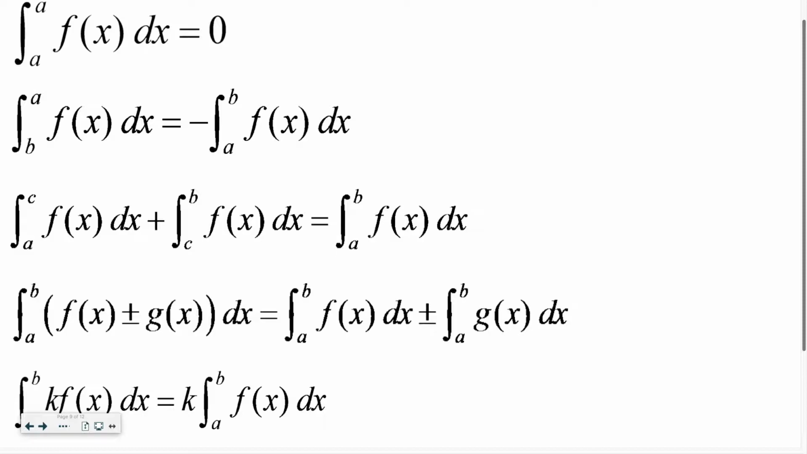This third one, the integral from A to C plus the integral from C to B, means we can squish them together and it becomes the integral from A to B. Guess what? We've already been doing that with the last couple examples. They should have made the big one A to C.